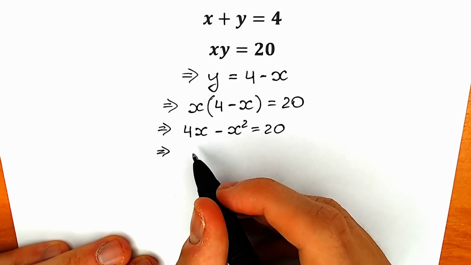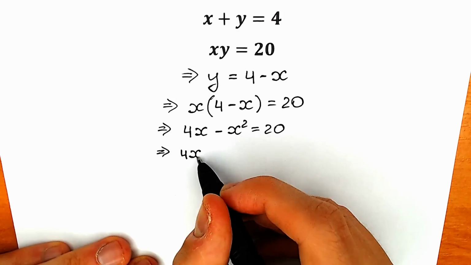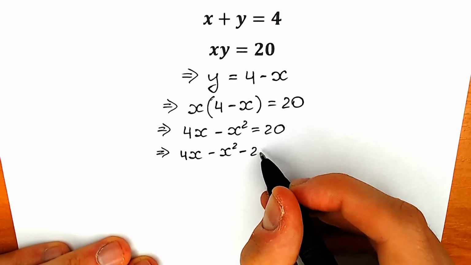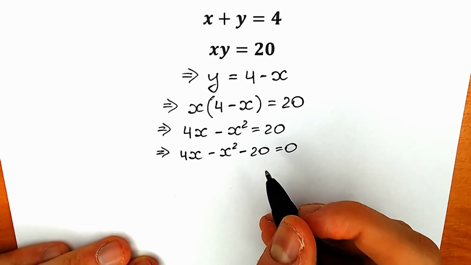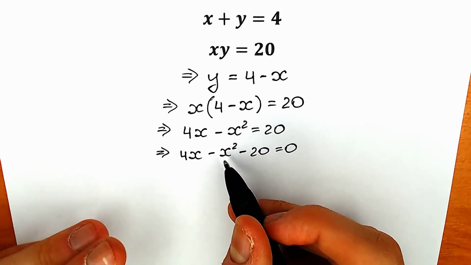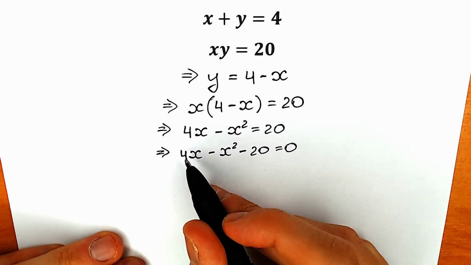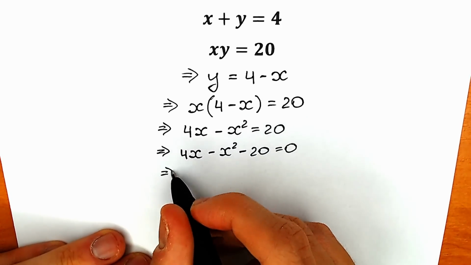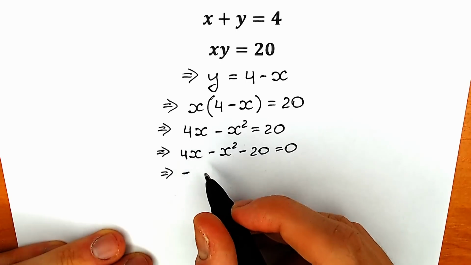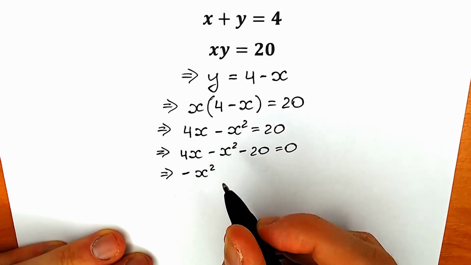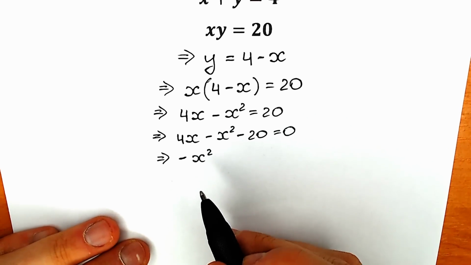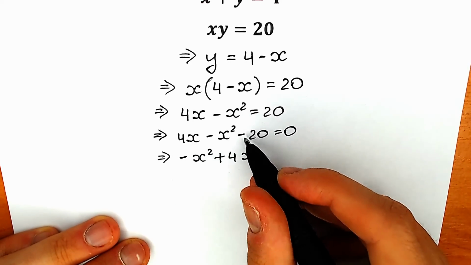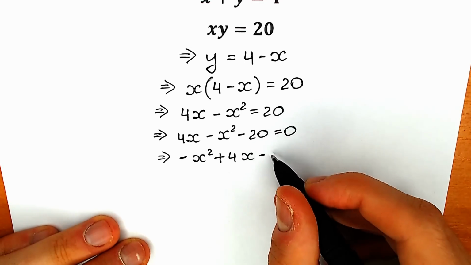As a result, we have 4x minus x squared minus 20 equal to 0. Everything looks great, but we don't have the correct order because we need to have x squared in the first position. So let's change the positions a little bit. In the first position, let's write minus x squared. The next position we have plus 4x. And the last, we have the constant minus 20 equal to 0.